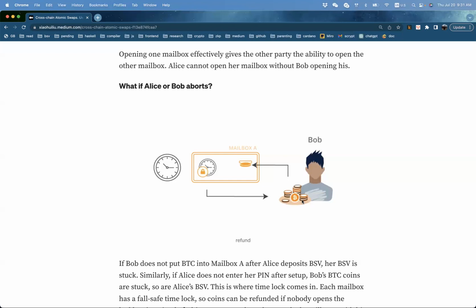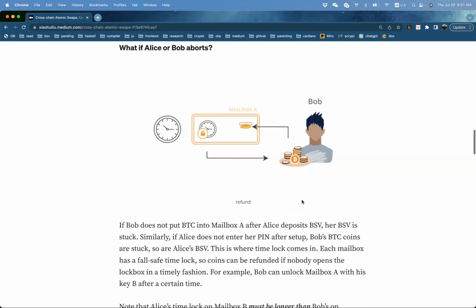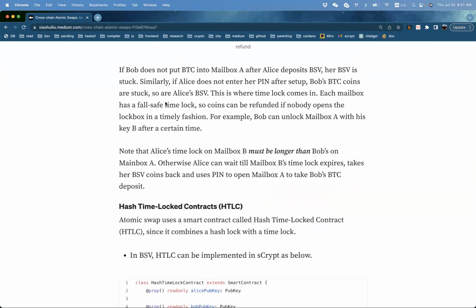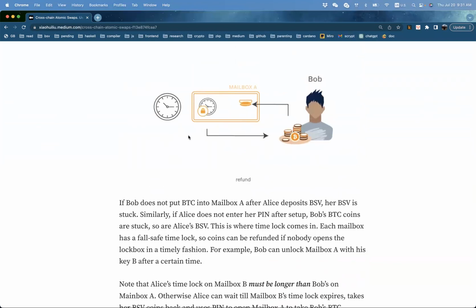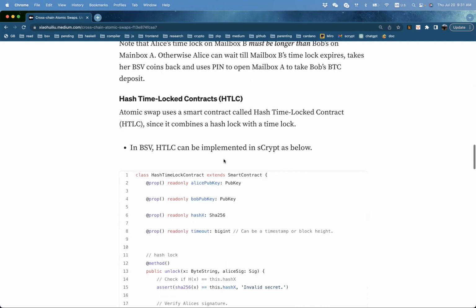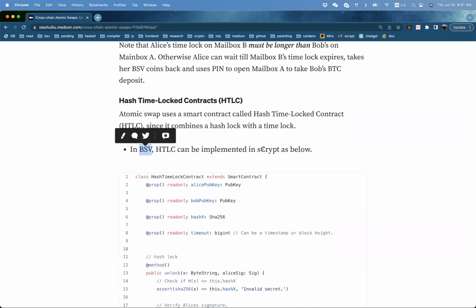Yes. That's why they call it a hash time lock contract, which I put here. Exactly as you said, for this type of atomic swap to happen, the chain must support two primitives. One is hash lock, the other is time lock. Fortunately, for BSV and BTC, we can both support these primitives. In BSV, it's easy.